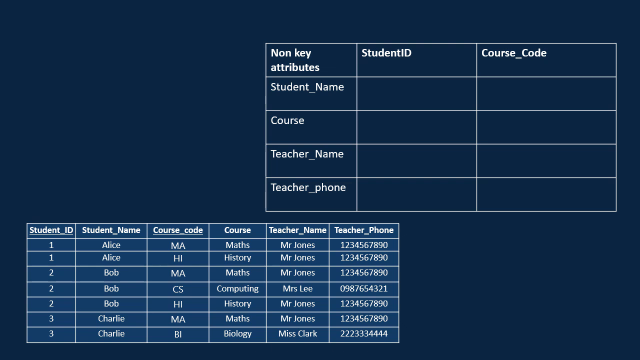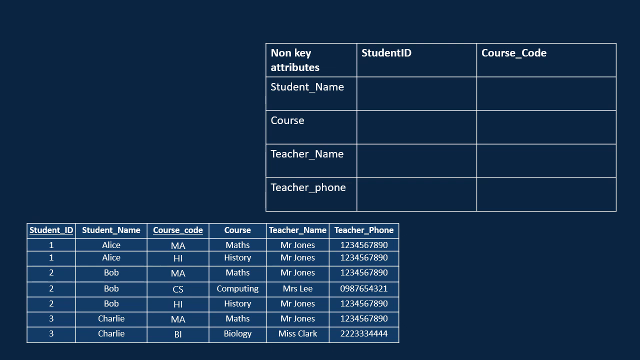In the table above, this is what I've created, and I've got 3 columns here, but the interesting ones are the student ID column, which is the primary key, and also the course code, which is also primary key. Remember, this is a composite primary key we have here, so we've got 2 attributes making up the full primary key.